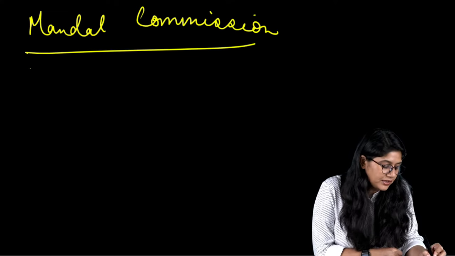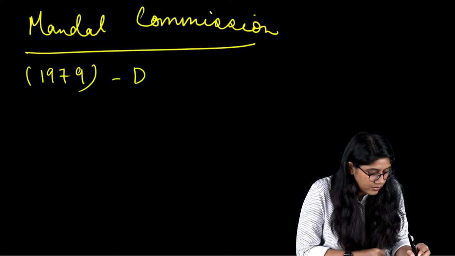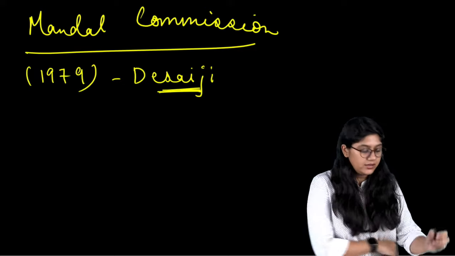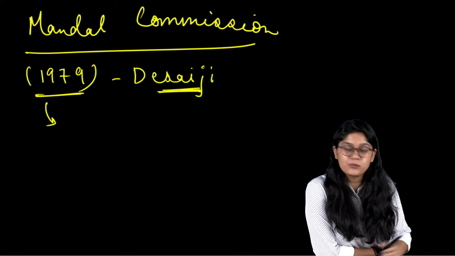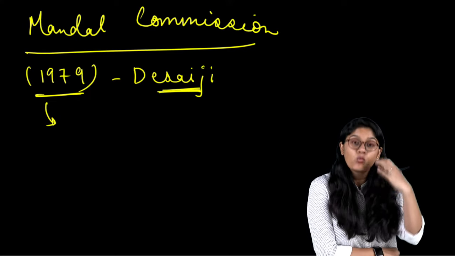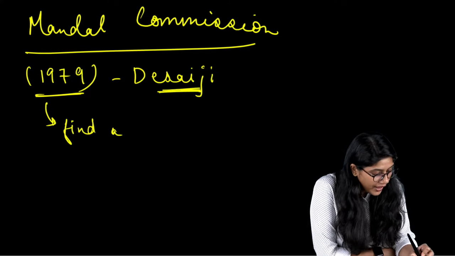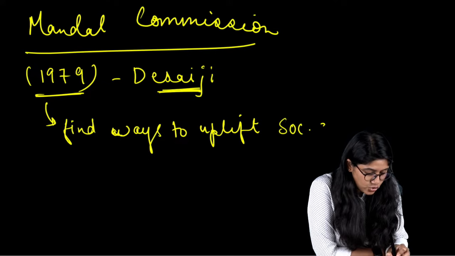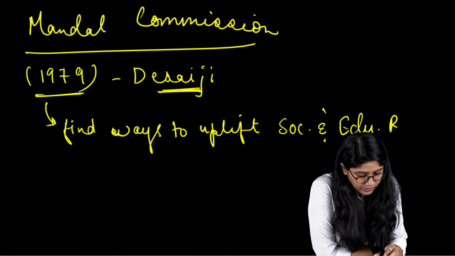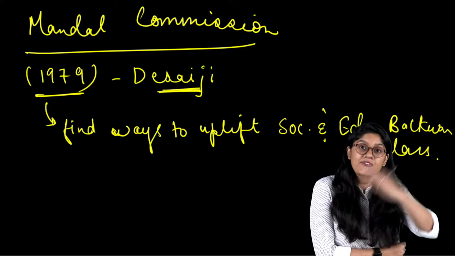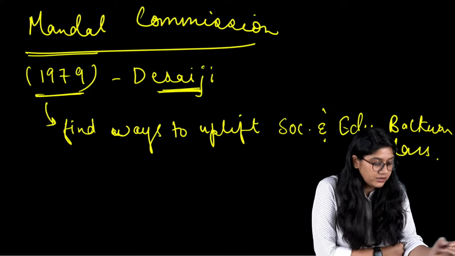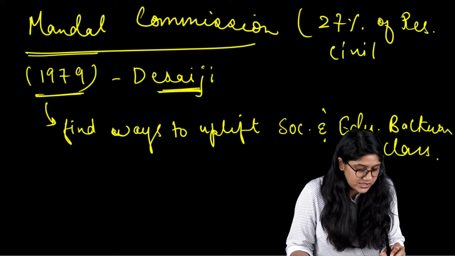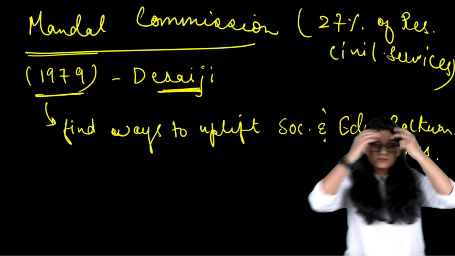This was formed in the year 1979 under Morarji Desai, during his government's rule. We saw that this commission was formed, and the intent of the government was to find ways to uplift the socially and educationally backward classes. After the whole study, what the Mandal Commission gave as a suggestion was that we should have 27% reservation in the civil services. Are we clear? This is what we have studied till now.